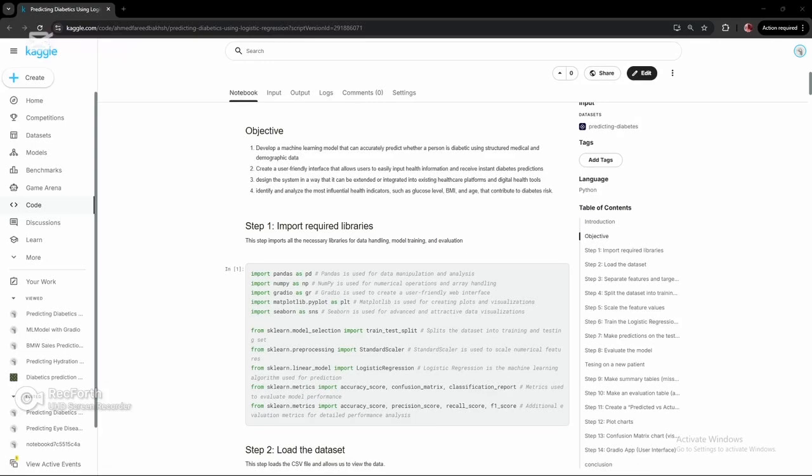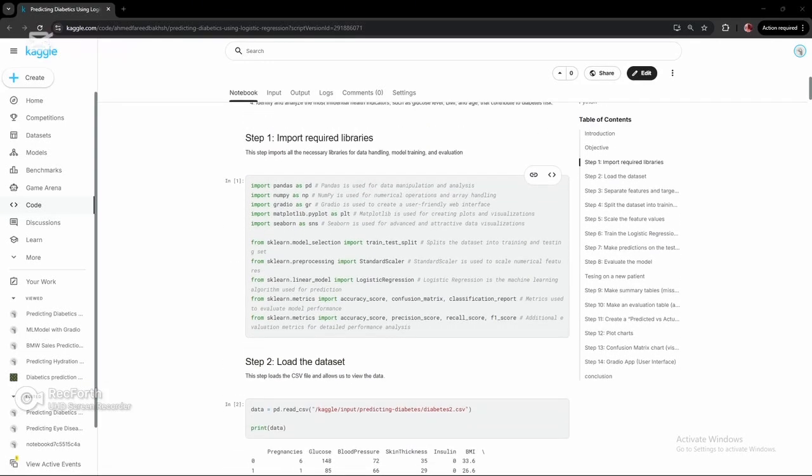First, I imported all the required libraries. I used Pandas and NumPy for data handling and numerical operations, and Matplotlib and Seaborn were used for data visualization. From scikit-learn, I imported tools for splitting data, scaling features, training the logistic regression model, and evaluating performance using metrics such as accuracy, precision, recall, F1, and the confusion matrix.